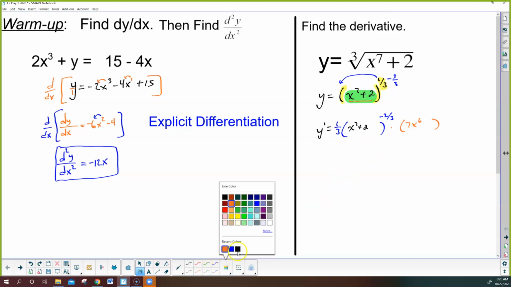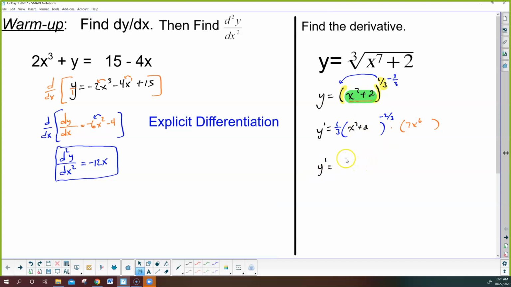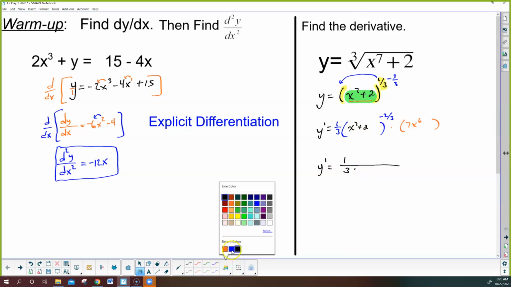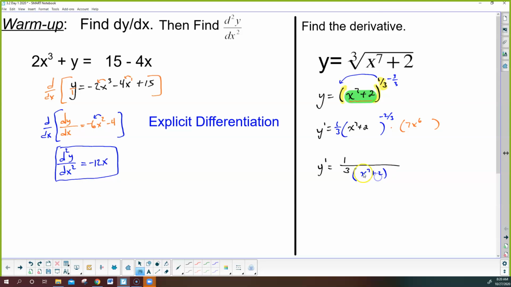Now technically you're done there. That's the correct answer. But if this was a multiple choice question, we'd have to learn how to rewrite this. So think of the 1/3 as my fraction. And then this whole part here is raised to the -2/3 power. So let's use blue. And then the x to the 7th plus 2 is going to come down and become a 2/3.